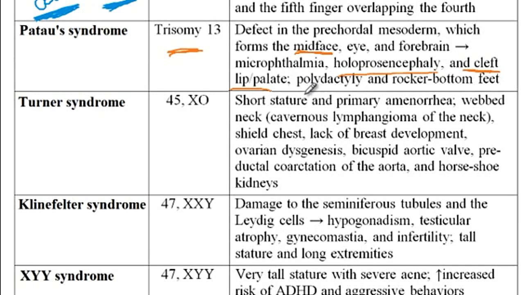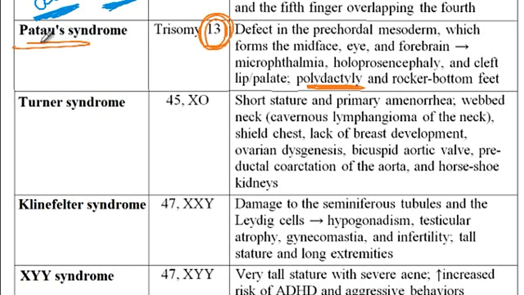And then one other feature that you should know is that patients with trisomy 13 present with polydactyly, which means that there are extra sets of hand digits. So once again, the memory aid for Patau was that patients with trisomy 13 have 13 fingers. So polydactyly for Patau syndrome, or trisomy 13. And then rocker bottom feet is one other feature that, in addition to Edwards syndrome, you can also see in patients with Patau syndrome.